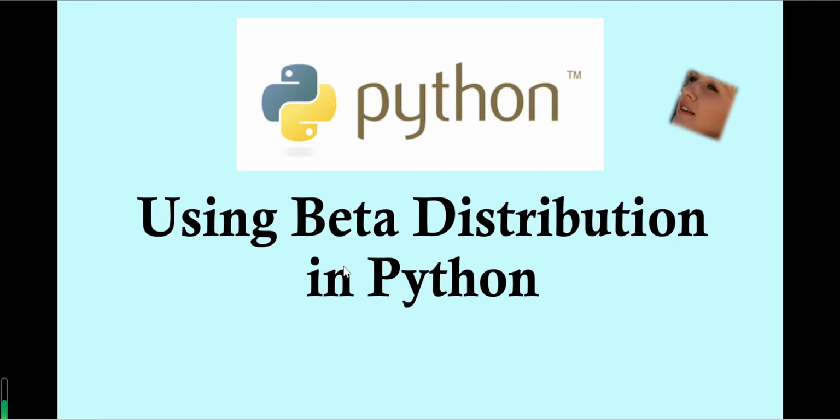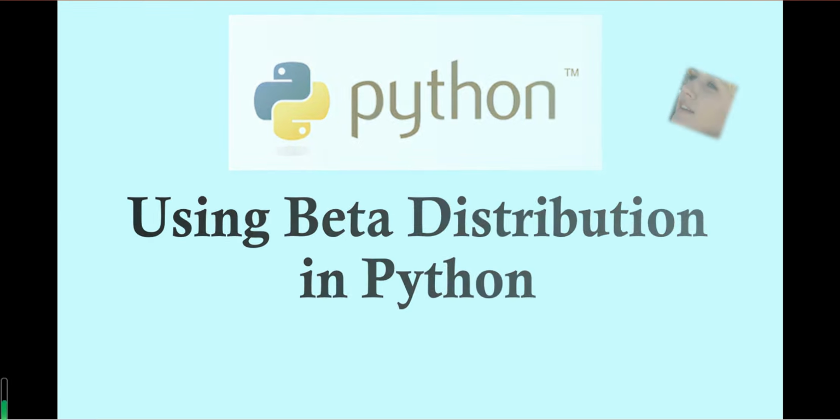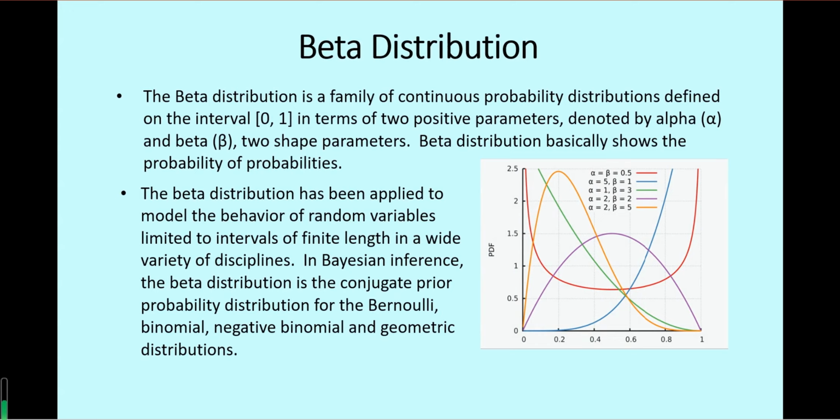In this video, we will briefly introduce the beta distribution and then show how to use beta distribution functions in Python. The beta distribution is a family of continuous probability distributions defined on the interval 0 and 1, with two positive parameters called alpha and beta. Alpha is the shape and beta is the scale parameter.